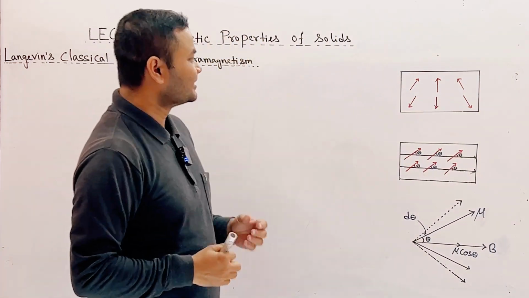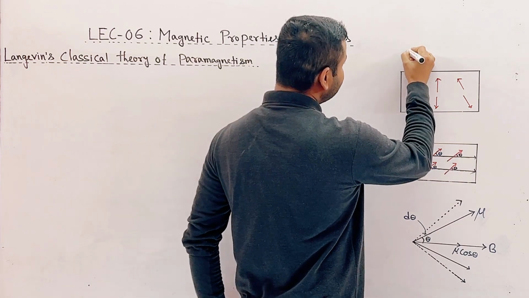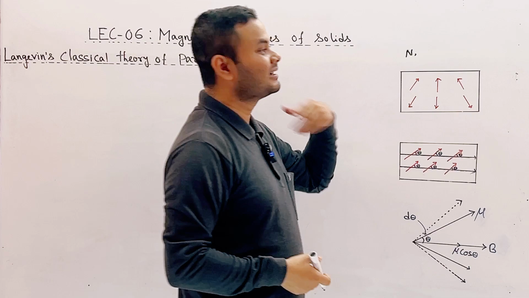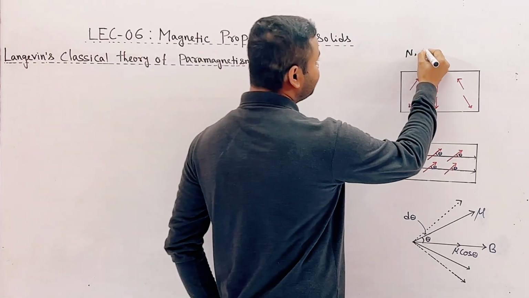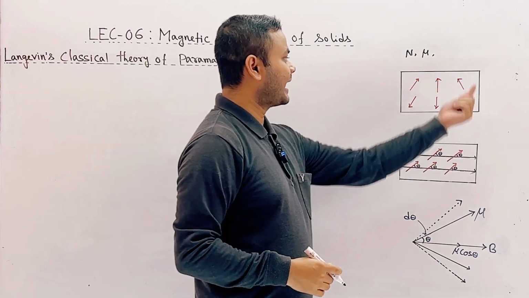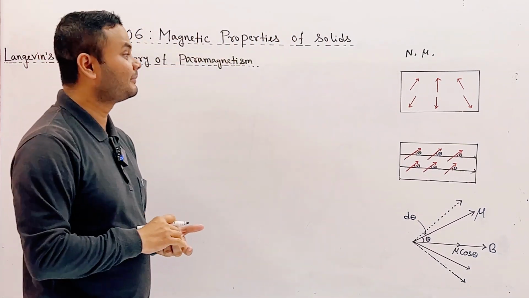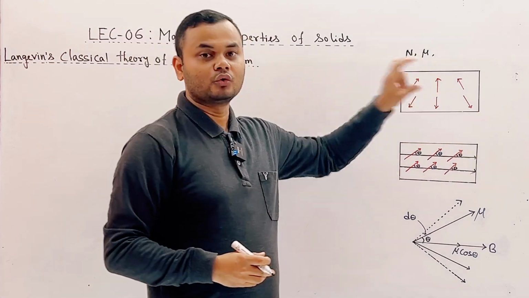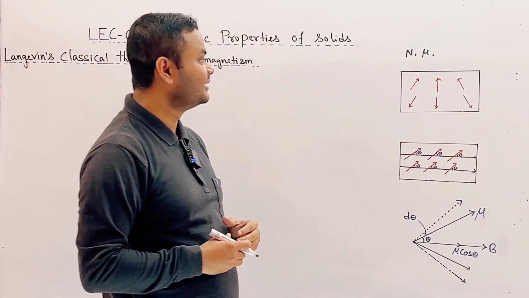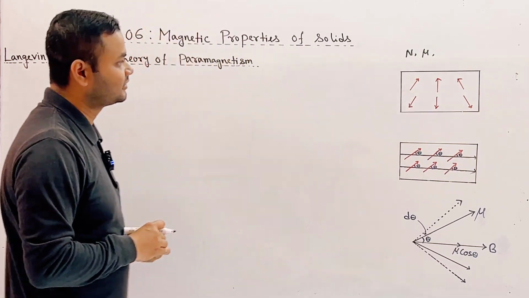First, we consider a paramagnetic gas that contains n number of atoms per unit volume. Next, we assume that all these atoms have the same magnetic dipole moment mu. We also assume that there is no interaction among the magnetic dipoles. We know that in absence of any external magnetic field, these atomic dipoles will be randomly oriented. But if we apply some external magnetic field, then these atomic dipoles will try to align along the field direction.